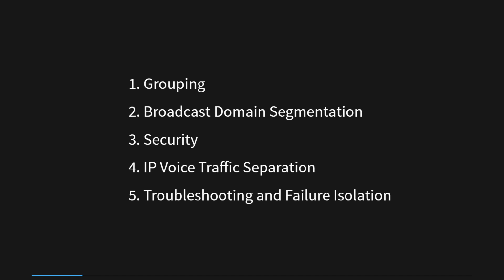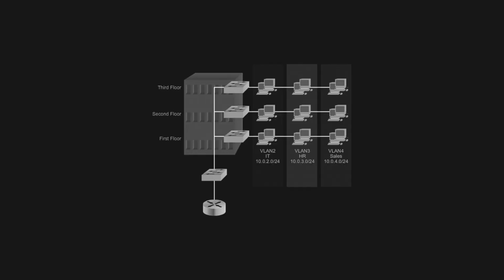isolation. By dividing a network into VLANs, you can reduce the size of the failure domain. When a network issue occurs, it is easier to locate and isolate the problematic components, speeding up troubleshooting and minimizing downtime. Now, let's explore an example to illustrate these concepts.